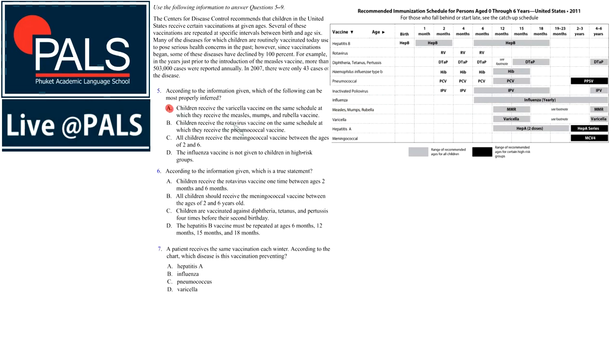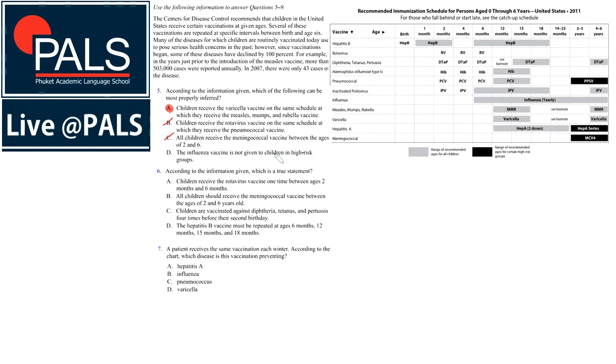If we compare rotavirus and pneumococcal vaccine, rotavirus here, pneumococcal here, so rotavirus has 3 vaccines, pneumococcal 3 vaccines, but a 4th vaccine between 12 and 15 months, so it's not the same schedule. All children receive meningococcal vaccine between the ages of 2 and 6. Meningococcal is down here, and meningococcal vaccine is only given to children in high-risk groups. That is not all children, so that's wrong.